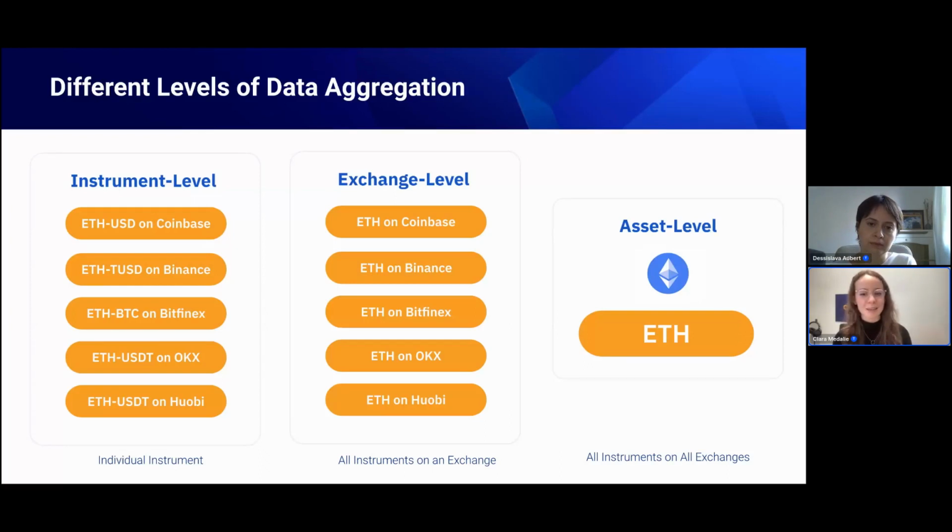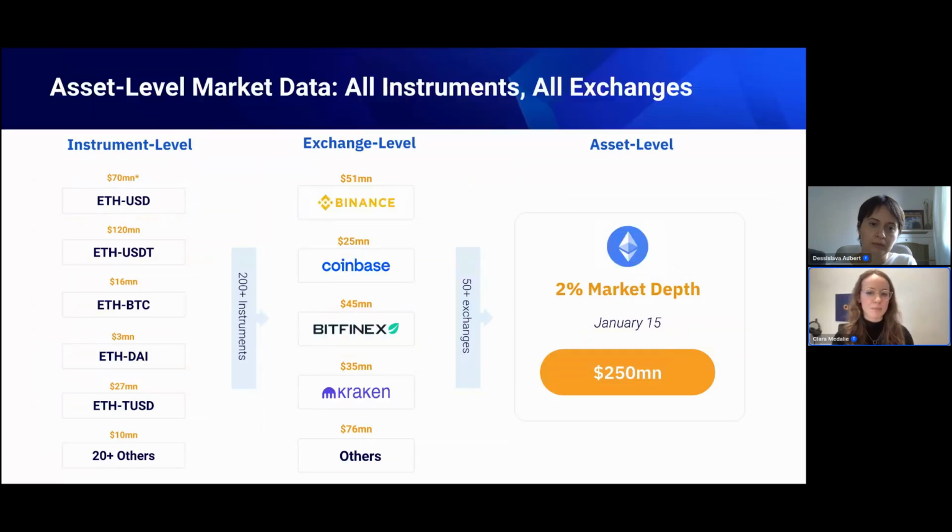And then of course, the last step is asset level data. This is trade or order book data for all instruments on all exchanges. Here's an example of what this looks like: asset level market data, all instruments, all exchanges. You have some example values for the instrument level data for ETH, for example ETH dollar, ETH tether, ETH BTC. Each one has a different value. That's 200 plus ETH instruments that we have in our coverage.